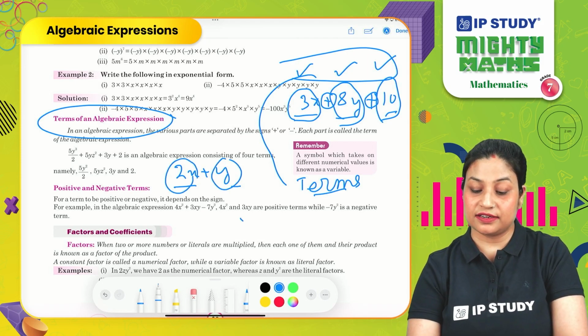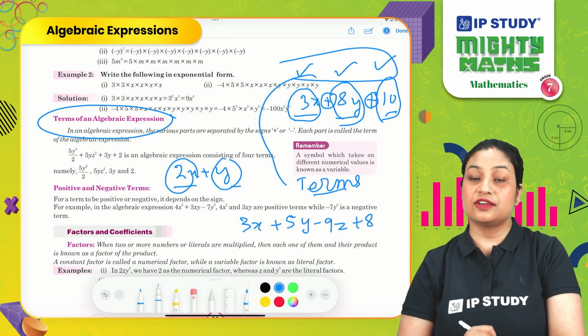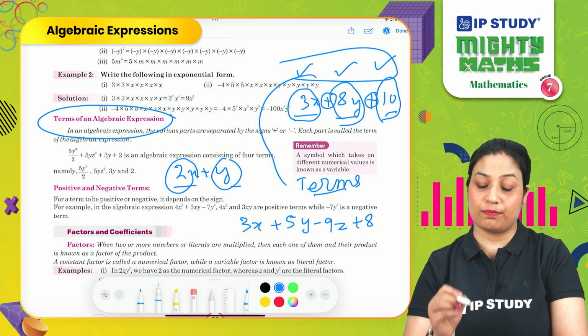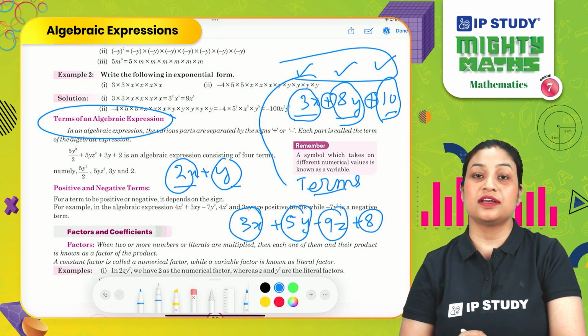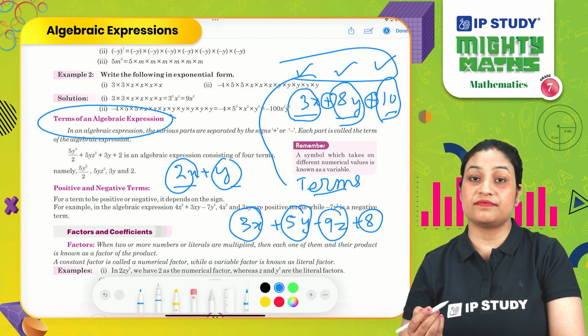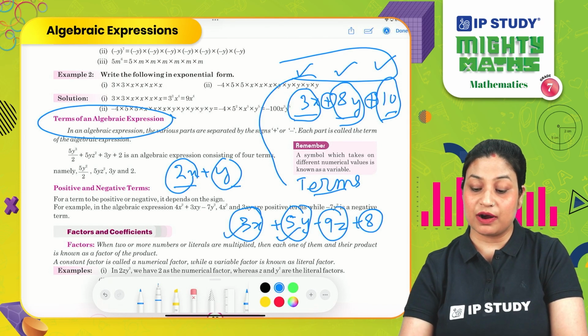Suppose I write 3x plus 5y minus 9z plus 8. So how many parts do we have here? We have four parts, right? 1, 2, 3 and 4. Since we have four parts over here, we will call these terms. We have four terms in this algebraic expression. So this is all about terms.